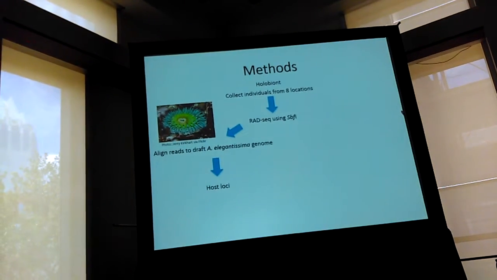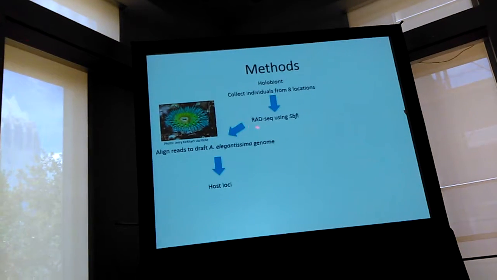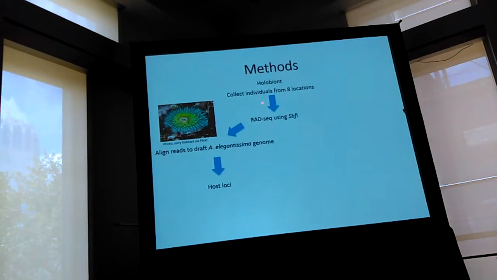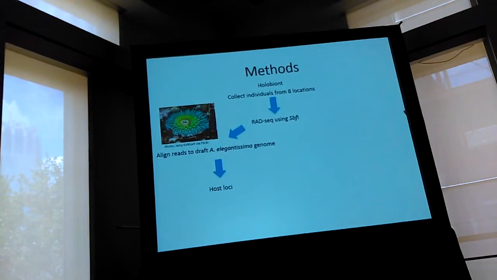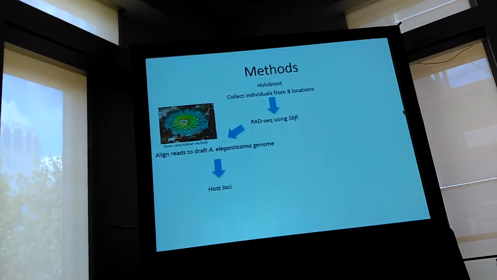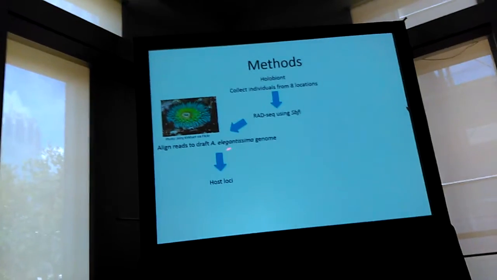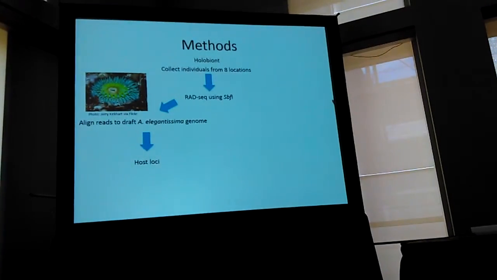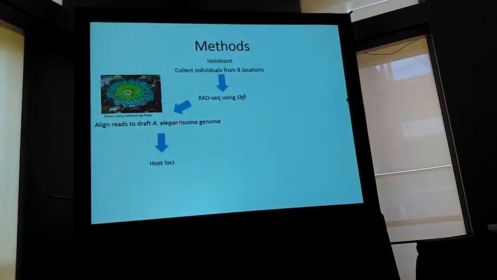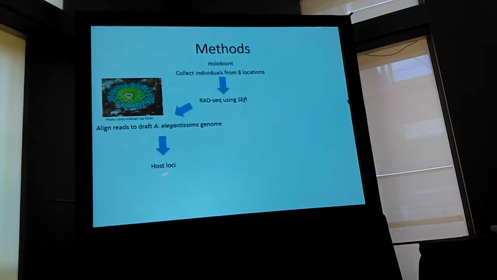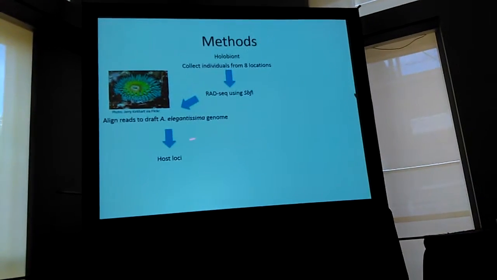A brief methodology of what I did. I collected the tentacles from all three species in 8 locations along the Pacific coast. I genotyped them using RADseq, and then I first aligned the reads from the genotyping run to a draft elegantissima genome that was provided from Denver's lab at Oregon State. And from that, I am able to call host loci relatively easily.